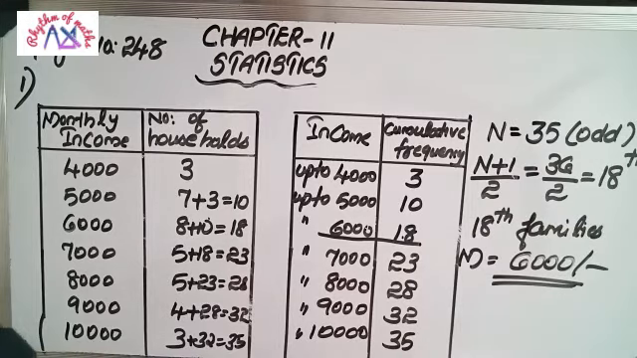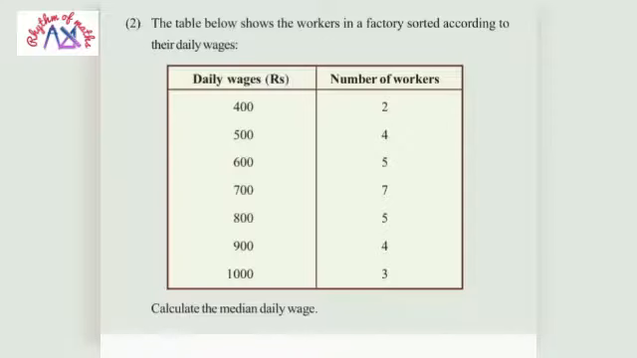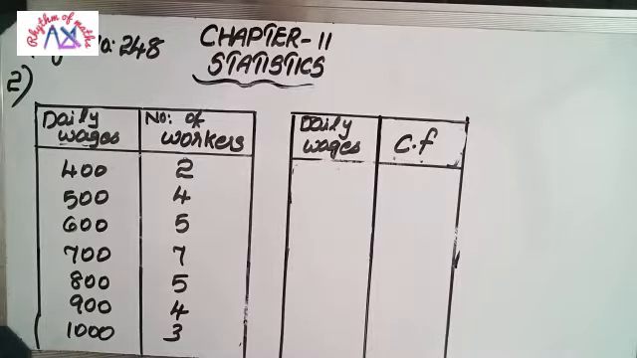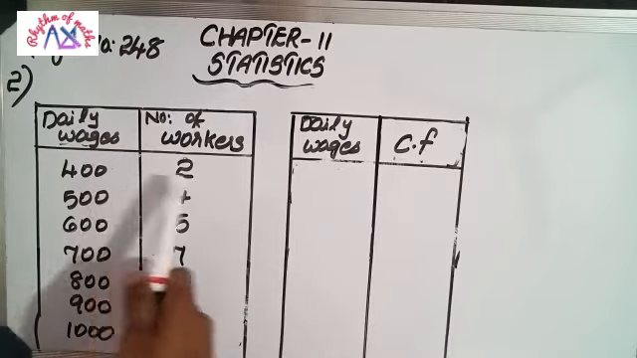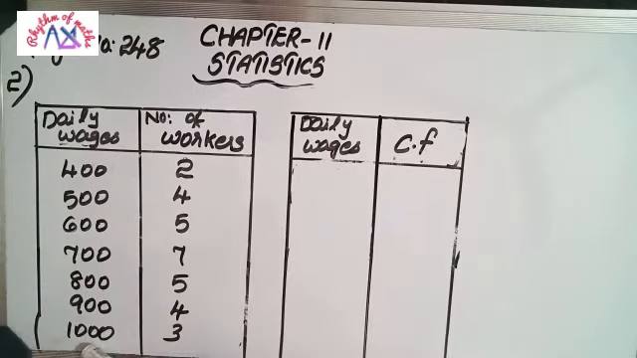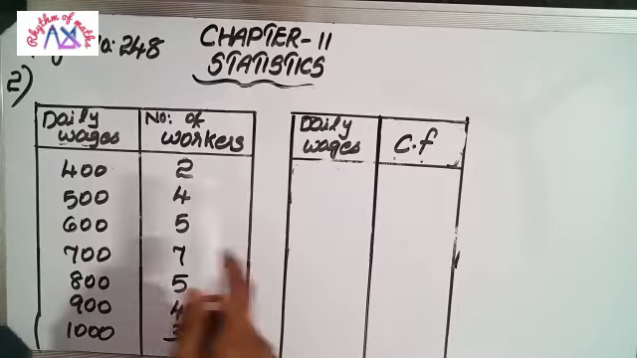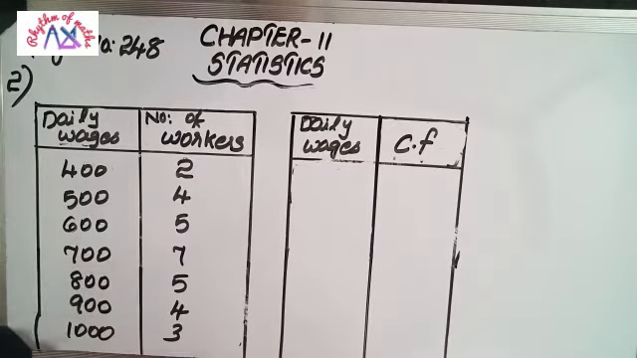Okay, now let's do the second one. Second question. The table below shows the workers in a factory sorted according to their daily wages. Calculate the median daily wage. Here in this question, the daily wages of some workers are given. We have to find the median daily wage. So 400 to 1000 is the daily wage. This is the number of workers who earn this amount.